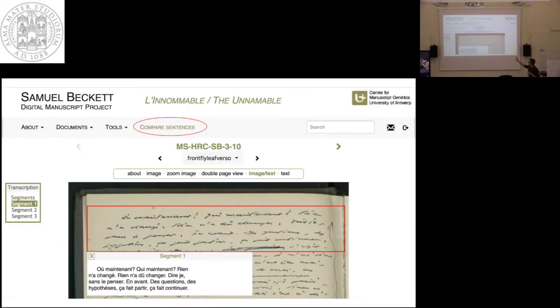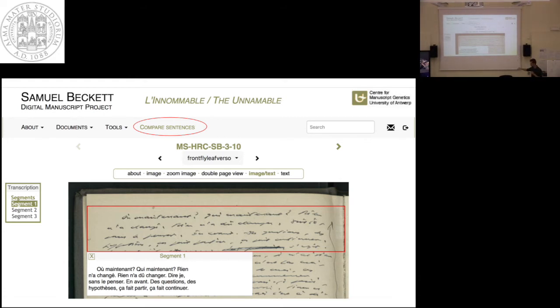So this is what you see in the edition. What I showed you a minute ago was the English version, which said where now, who now, when now. In the French, the order is different, which is already interesting. But this is an early version. So here, he doesn't have 3 questions, but 2 questions, yeah? Où maintenant, qui maintenant? It says compare sentence.